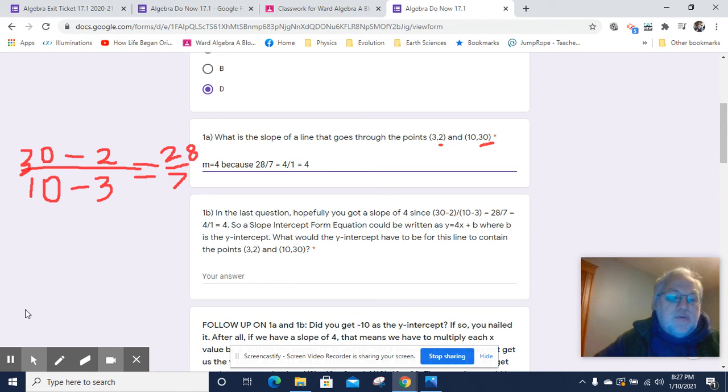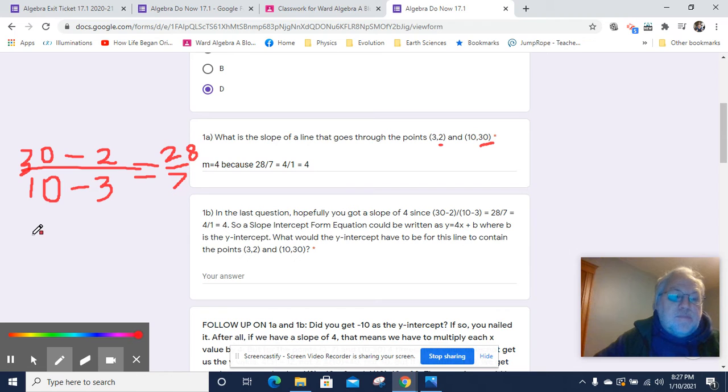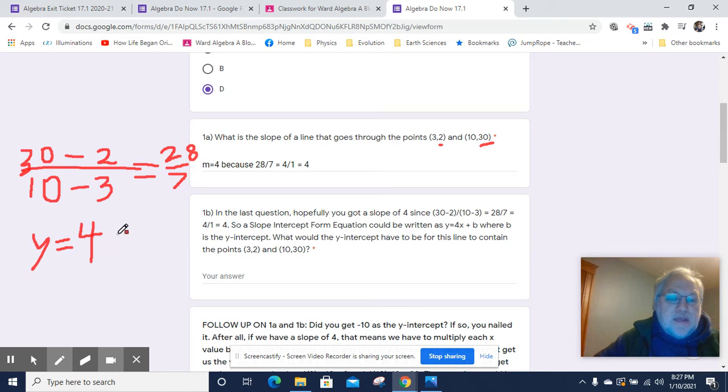Okay, well, so we've got y equals, it's going to have to be 4 because that's the slope, 4 times x. x is going to be quadrupled every step of the way to get us y. But when x is 3, 3 times 4 is 12, and that does not get me 2. And 4 times 10 is 40. That does not get me 30.